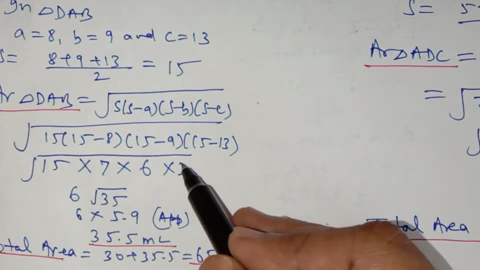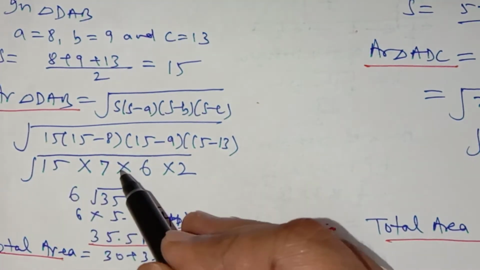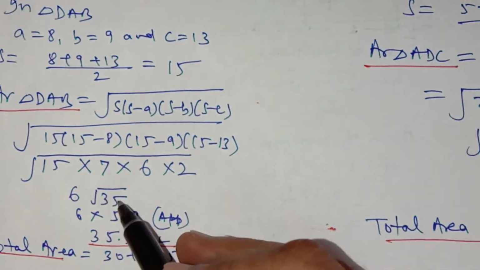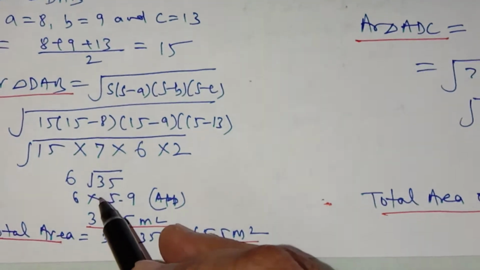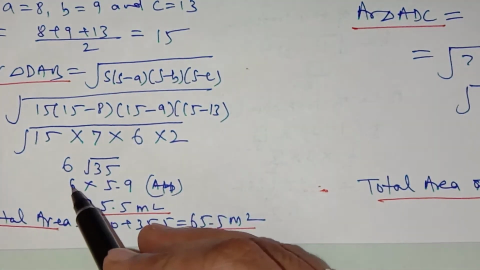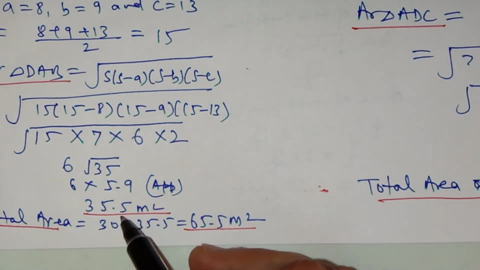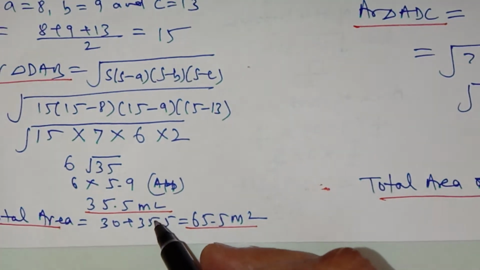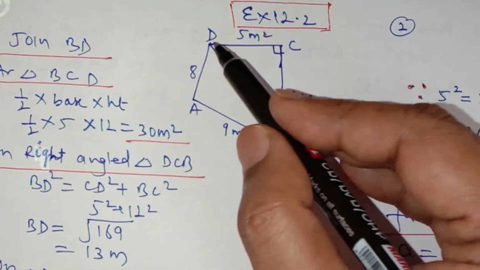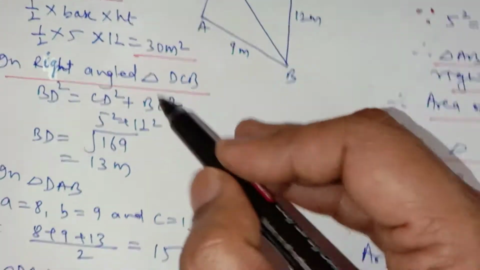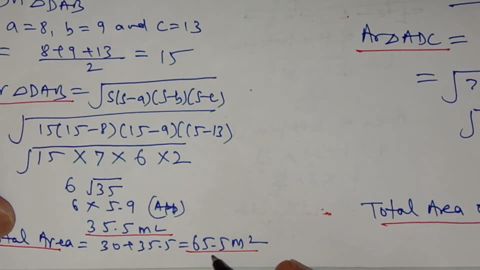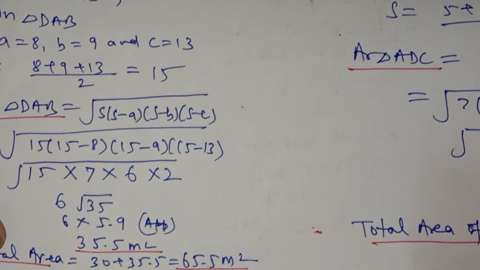You make the prime factors, make the pairs, solve the square root, and you get 6 root 35. Now the value of root 35 is approximately 5.9, so 6 into 5.9 is approximately 35.5 meter square. The total area will be area of triangle BCD plus area of triangle DAB, which is 30 plus 35.5, coming out to be 65.5 meter square.